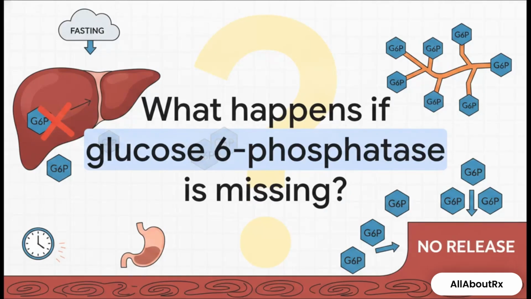So let's apply this for a second. What do you think happens clinically if the liver's primary enzyme for releasing free glucose, that glucose 6-phosphatase we just talked about, is genetically missing? Think about what the liver is supposed to be doing for you during a fast.